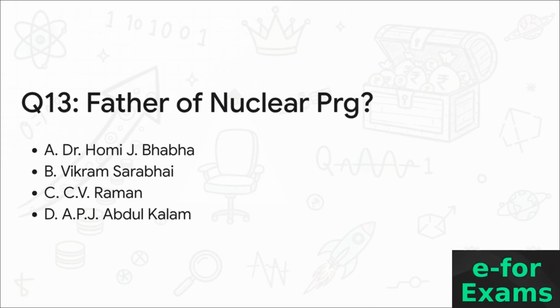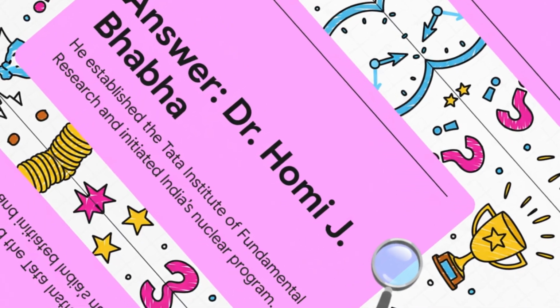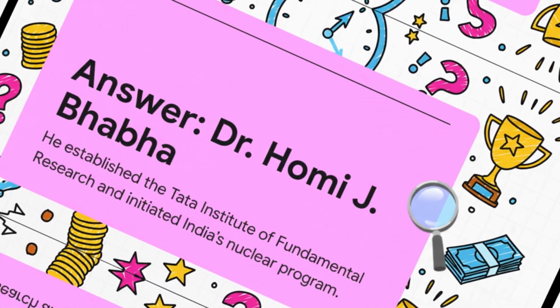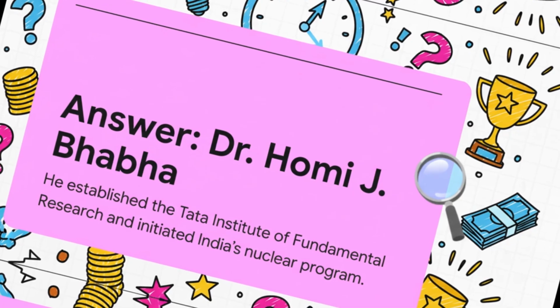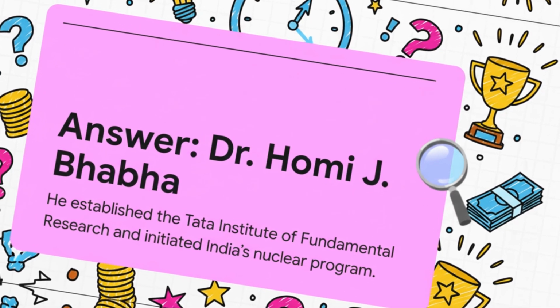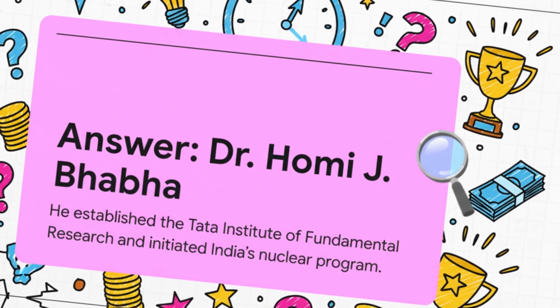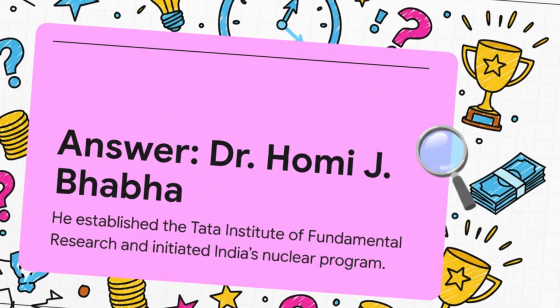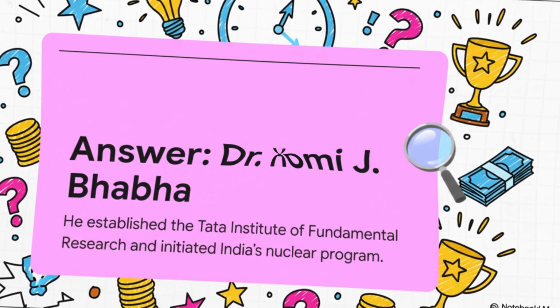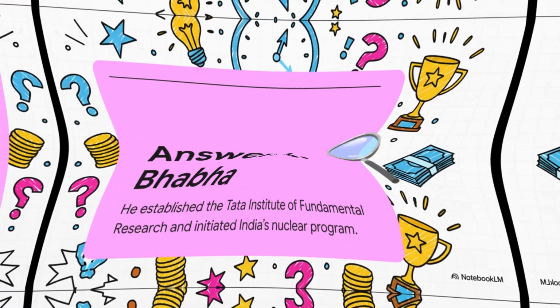Look at these names. All 4 of them are absolute giants of Indian science, titans. But only one of them holds this very specific, very prestigious title. Who do we call the architect, the father of the Indian nuclear program? The correct answer is A, Dr. Homi J. Bhabha. He was a true visionary. He's the one who established the crucial institutions and laid down the scientific groundwork that launched India into the nuclear age. And you just won 25 lakh rupees.